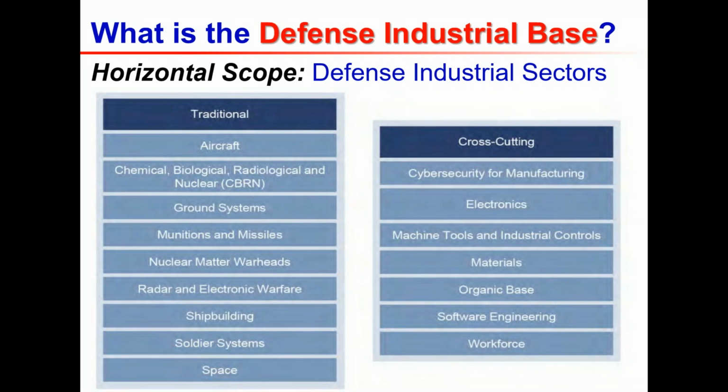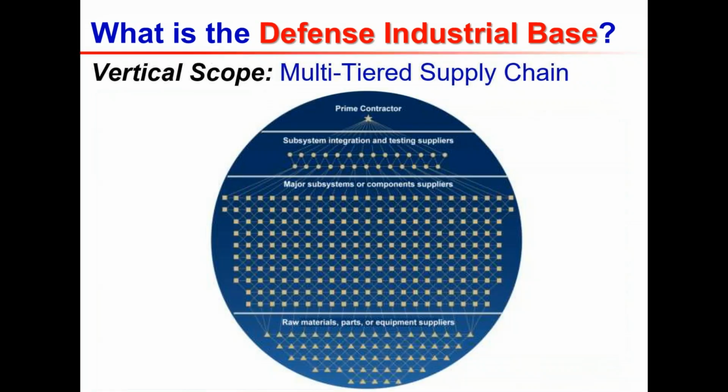Understand the scope of the different segments or sectors that we consider. We also have to think of a vertical scope, this idea of a multi-tiered supply chain. So this, again, is a diagram from that GAO report saying, look, when you think about some system that you're getting for the warfighter, you might have a prime contractor.